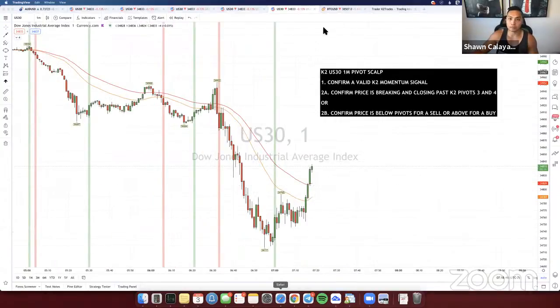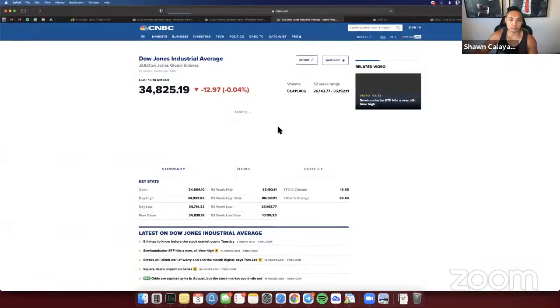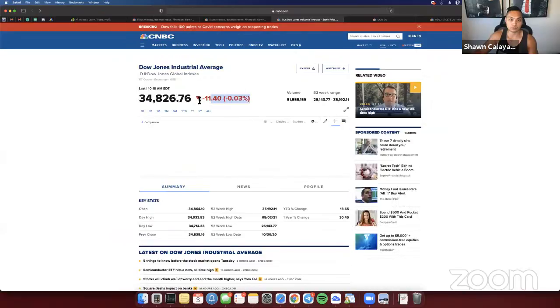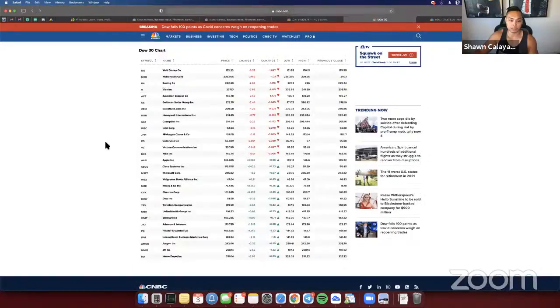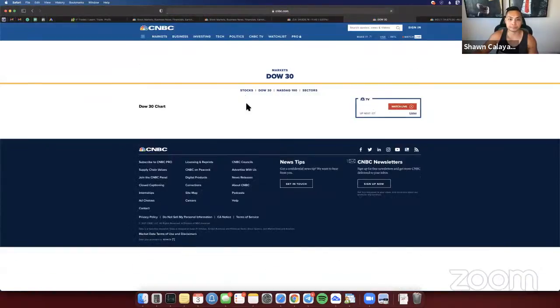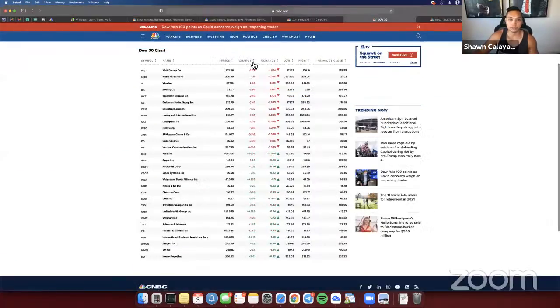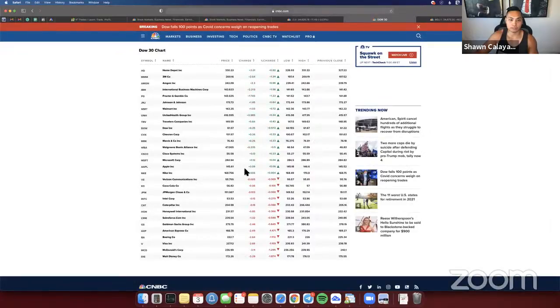Let's check the fundamentals real quick to see where price is currently going. You can see that it's kind of just going back and forth, right? It was negative 100. Now it's back to break even. It's only negative 11. So it's going to swing back into the green. Looking over here at the actual stock index, you can see price is starting to shift, right? Before there were more red stocks, now there are more green stocks.